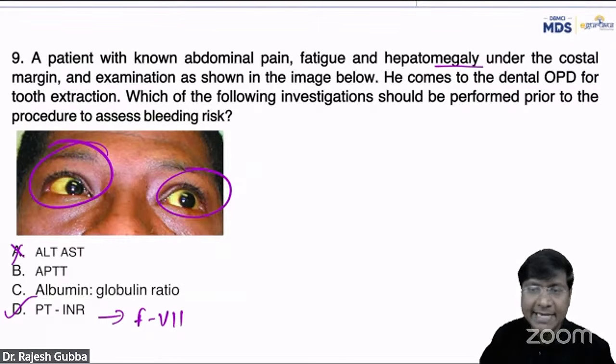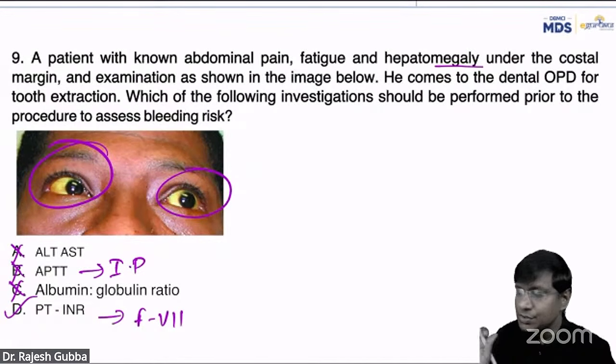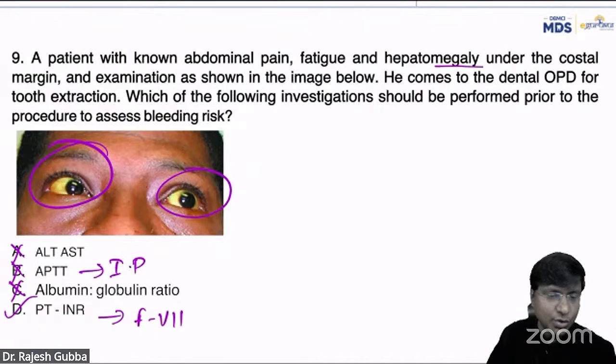And why not your ALT or AST? ALT and AST will indicate the liver injury. They don't indicate the bleeding risk. And why not your APTT? APTT will tell you about the intrinsic pathway, right? It is very much less sensitive early in liver disease. And your AG ratio will tell you about the chronic liver status, but not about acute bleeding risk. So that is the reason why your AG ratio is ruled out.